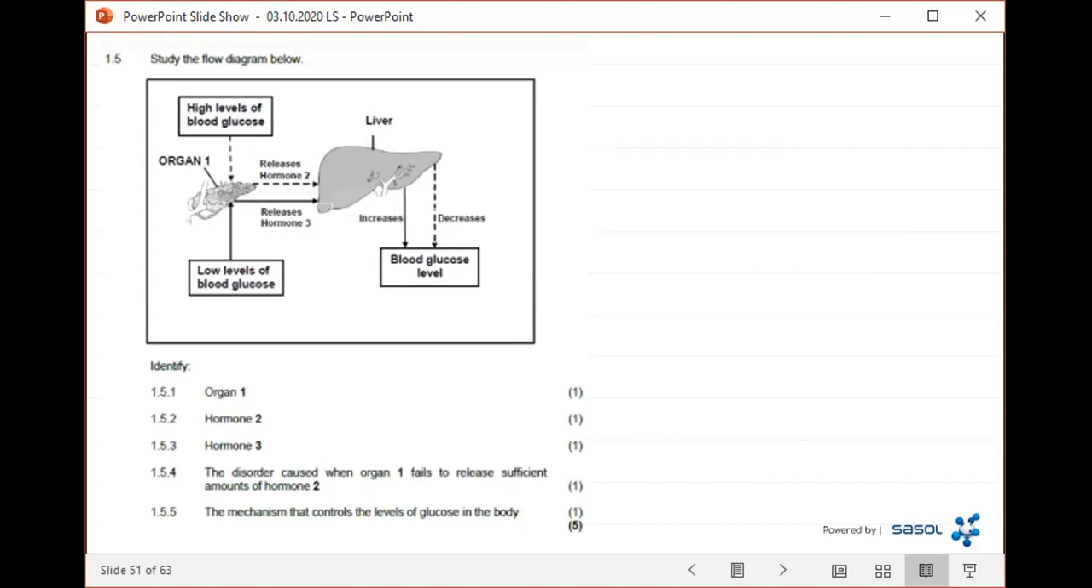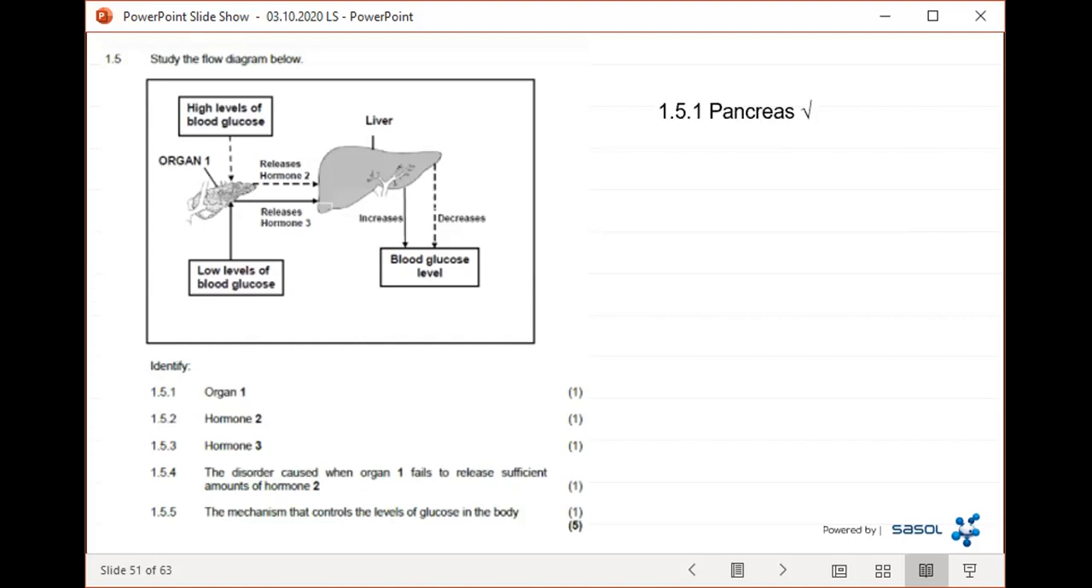Right, then we get to the questions. Question 1.5.1. Remember, guys, if you are watching via YouTube, you can stop the video, answer the questions quickly, and then play it again so that we go through the answers together. Organ 1 is the pancreas, as mentioned.